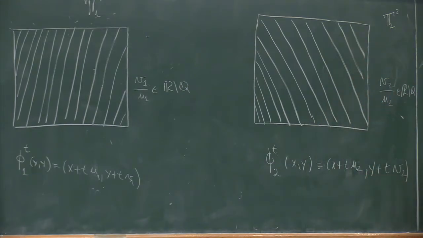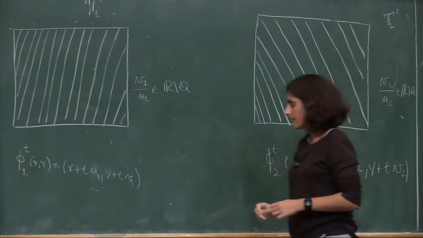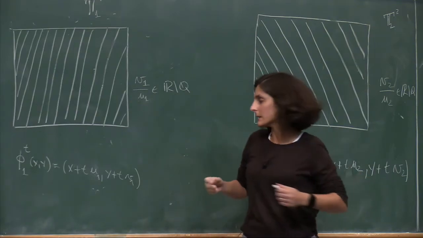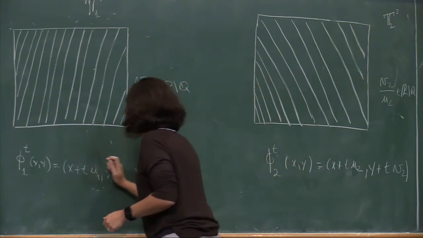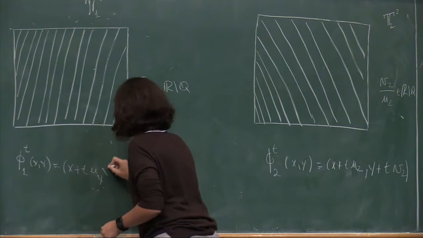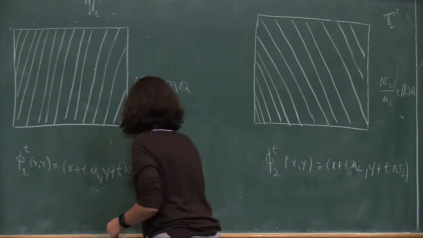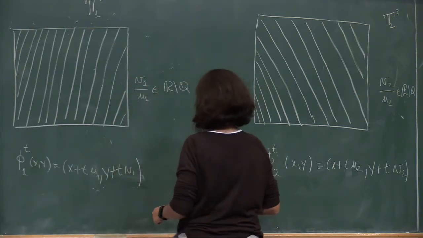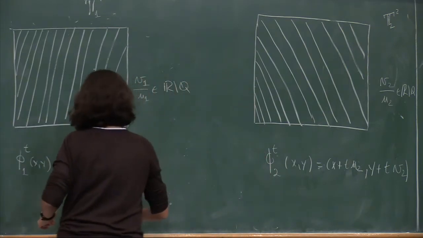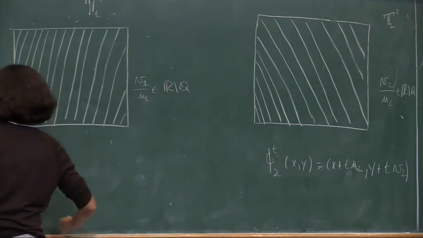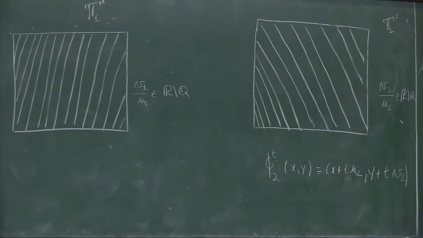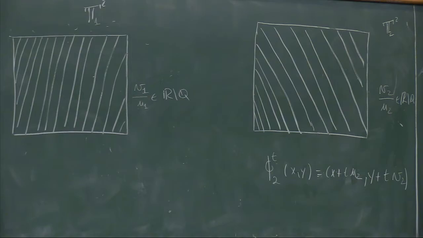Okay. So I have these two tori, and I'll glue them. How will I do that? So, okay, I'll consider an object. I'm sorry, I'll have to erase this. I'll write it here. So phi 1t xy x plus t u1 y plus t v1.